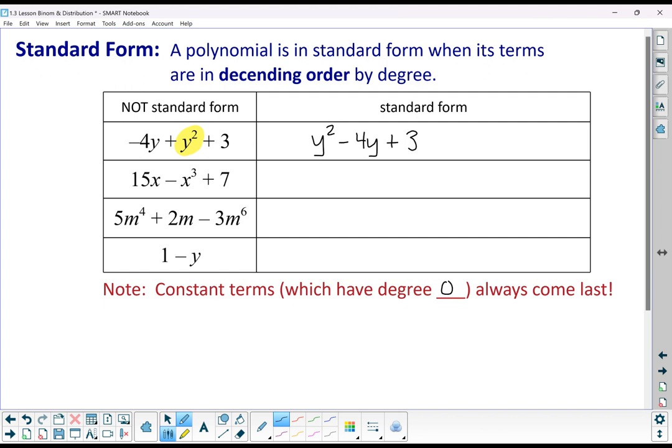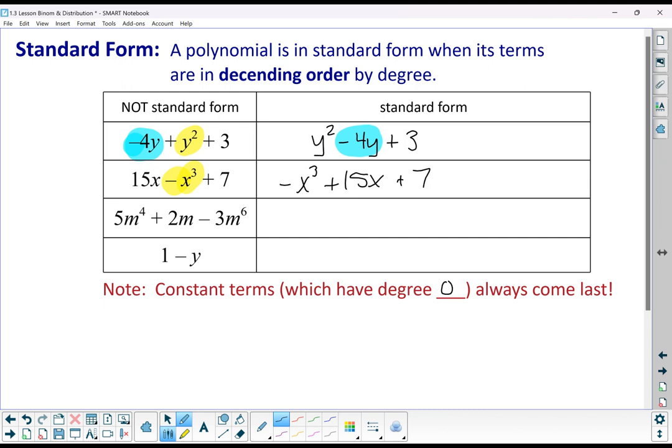Something to be aware of, you might have noticed on the first example, is that if there's a sign like a negative, it goes with the term that it is in front of. So I had a negative 4y here, and this 4y over here is also negative. In this next polynomial, my most powerful term is this x to the third, but that's a negative x to the third. So my polynomial is going to start with negative x to the third. And then the term that comes next would be the 15x. And then the constant 7 is going to come last.